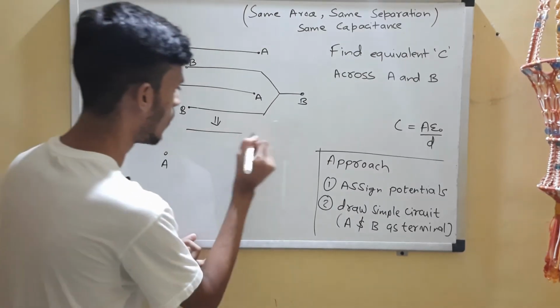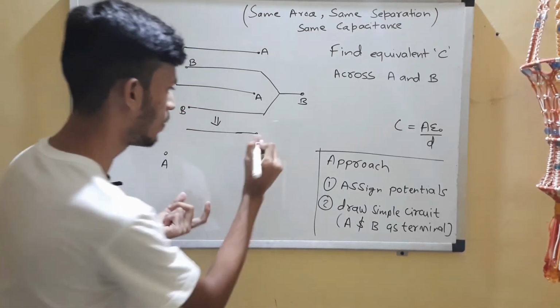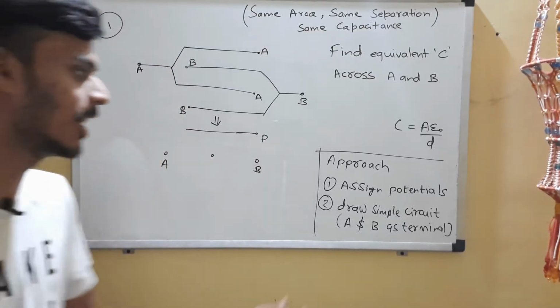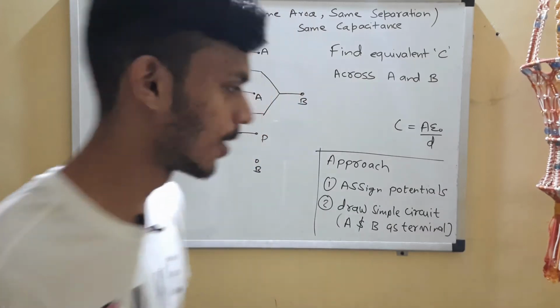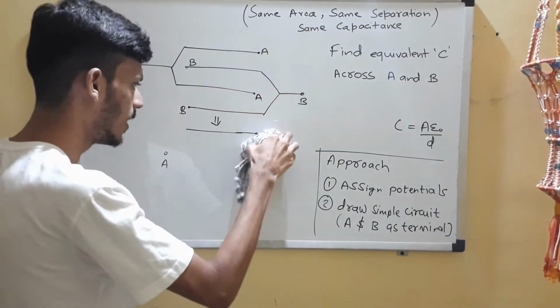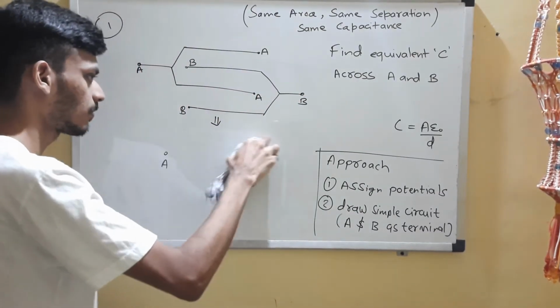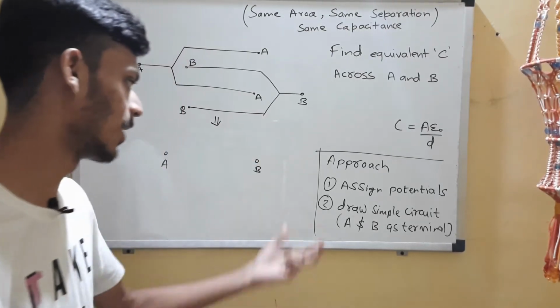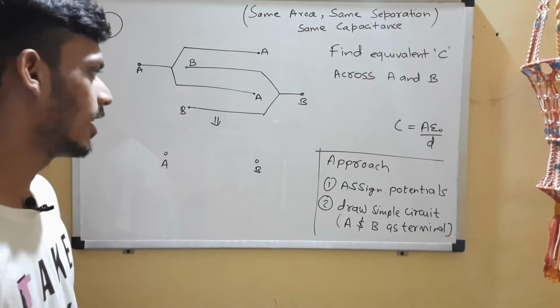Suppose we have some point P over here. That point P you'll keep somewhere between A and B, because remember that A and B are terminals. Anyways, here we don't have that point P, so we'll remove it. So we have a simple case of A and B. Our circuit is half complete.